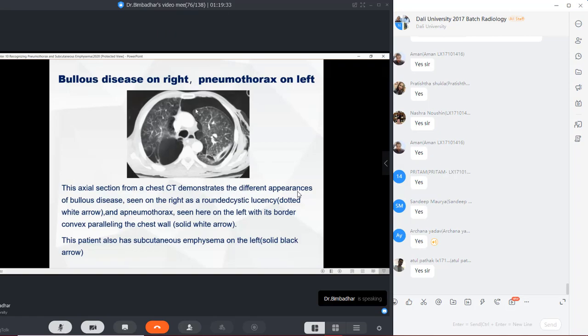And you see here the visceral pleural line is present. Is there any retraction of the lung towards the hilum here? No, there is no retraction of the lung towards the hilum. But here on the left side, yes, there is retraction of the lung towards the hilum. So that's the reason I can say this is bullous emphysema, and this is the pneumothorax on the left side, right?